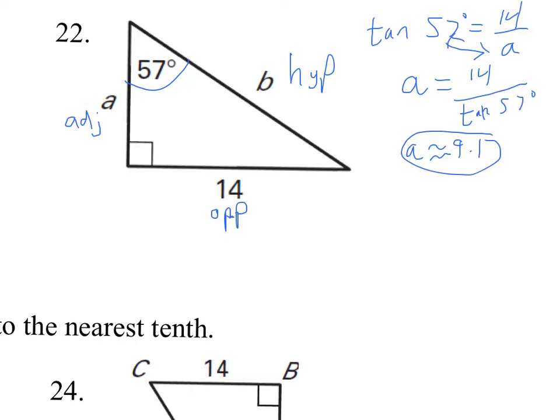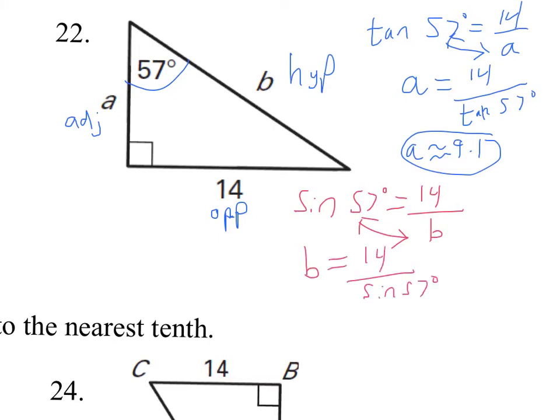Okay, and then like I said, let's also do the sine, because we also have opposite and hypotenuse from 57 degrees. So opposite is 14, hypotenuse is b. Again, I'm going to make this switch. So b equals 14 over sine of 57, and that I can just type right in. 14 divided by sine 57, I get 16.7. So b is approximately 16.7.